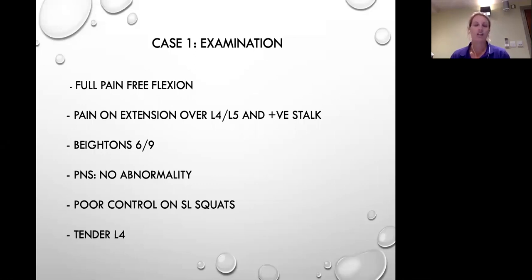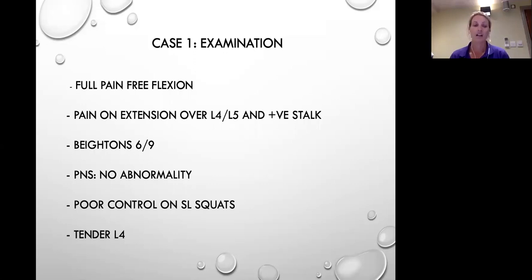In full flexion, he could bend over, he could touch his feet with no pain whatsoever. He was, however, sore on extension, particularly again around that L4, L5 region, and he had a positive stalk test. He was definitely on the hypermobile end of the spectrum with a Bateman score of 6 out of 9. And the rest of the examination wasn't hugely remarkable.